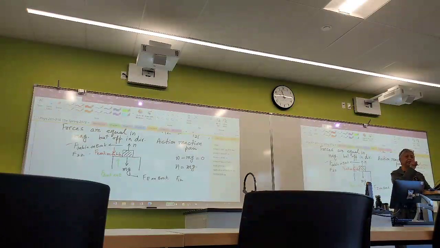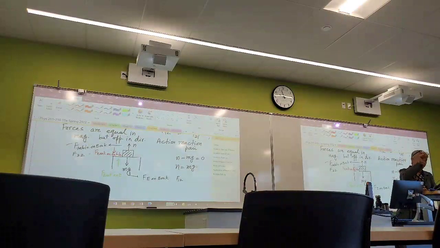So for Newton's second law, we consider only one object, and we consider all the forces acting on that object. Like I said, the book. I considered all the forces acting on the book, right?